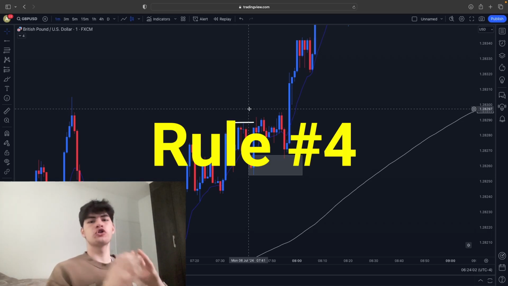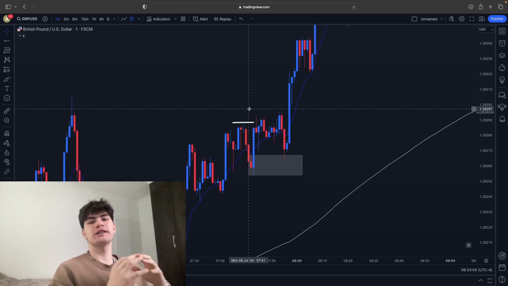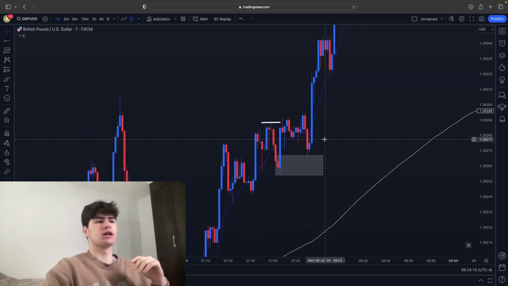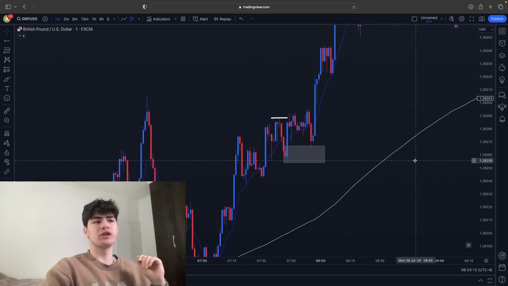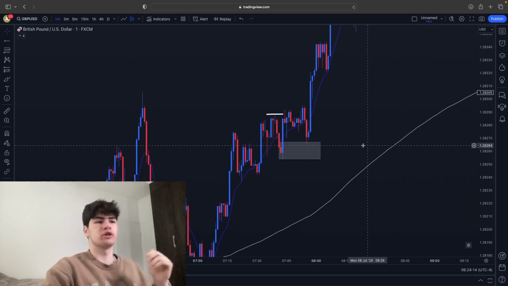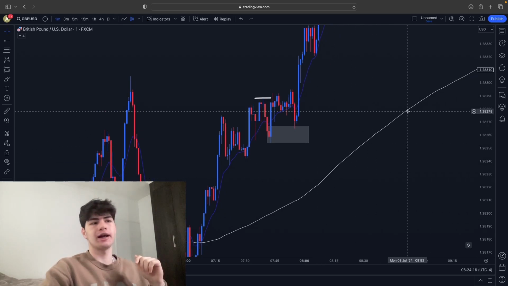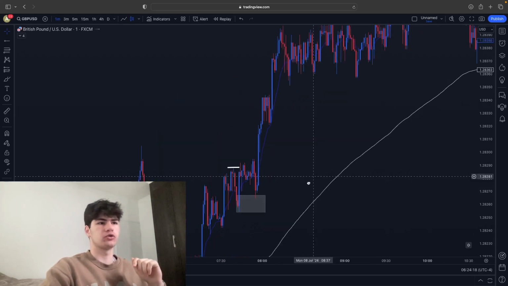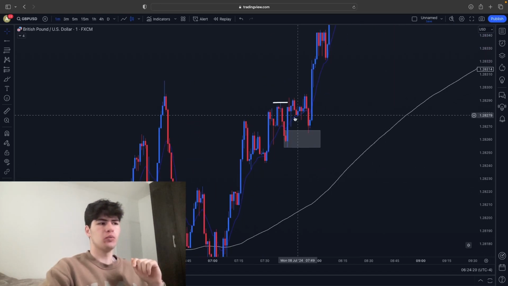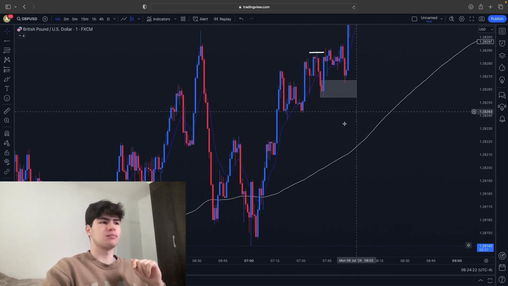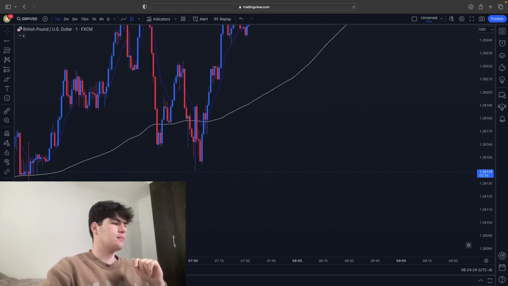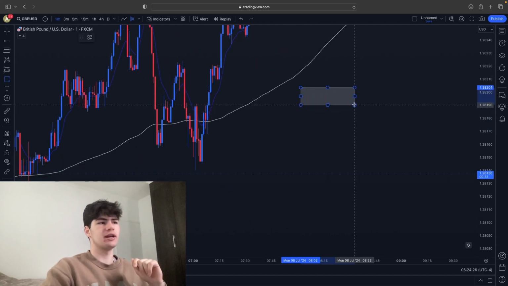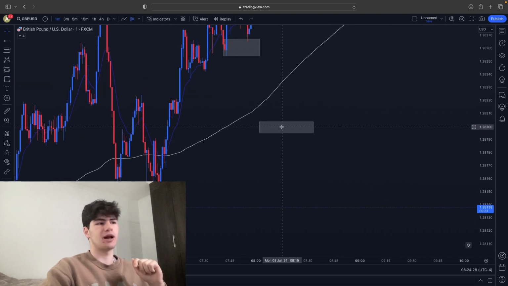The third non-negotiable rule I have is that my supply or demand setup has to be below or above the 200 EMA. So in this example, it's a demand, which means we have to be above the 200 EMA. Here we can see the white line is the 200 EMA, and we are above it. If it was a supply, we'd have to be below it. Let's say we were in a downtrend, and that's where our supply would have to be. It would have to be below the 200 EMA.